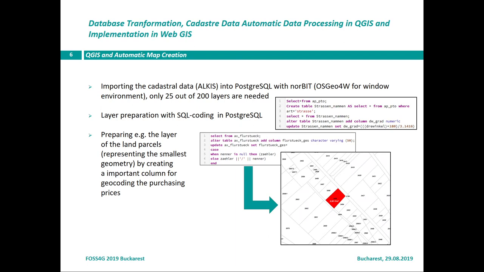And for the parcel number, which will be connected to the purchasing price later on, we must create the parcel number by another simple SQL code. As you can see in the result on the map, we have the parcel number, which is unique for each parcel, and here we have the purchasing price as a sample, which is visible in red color.